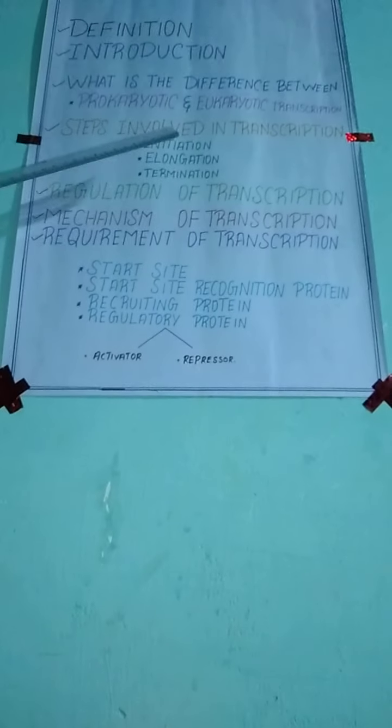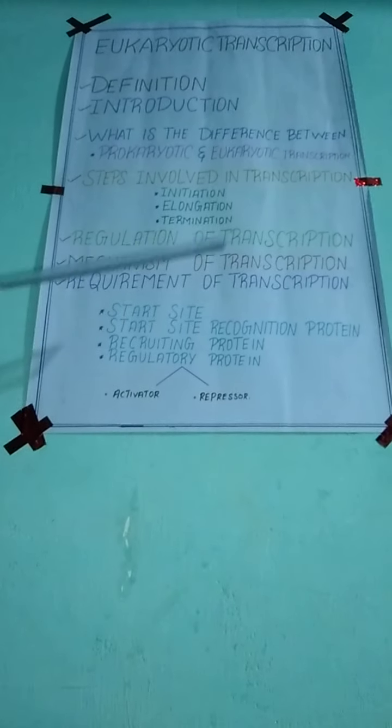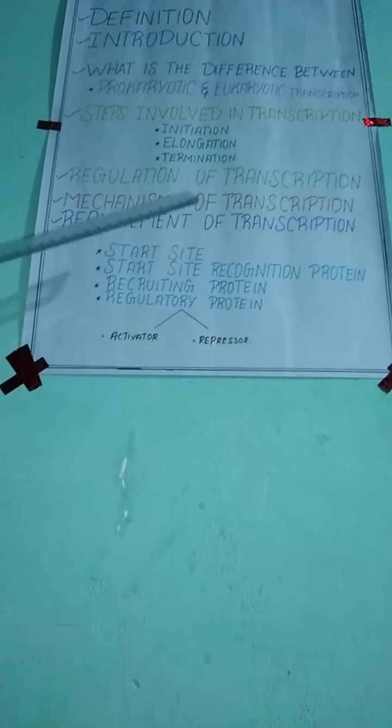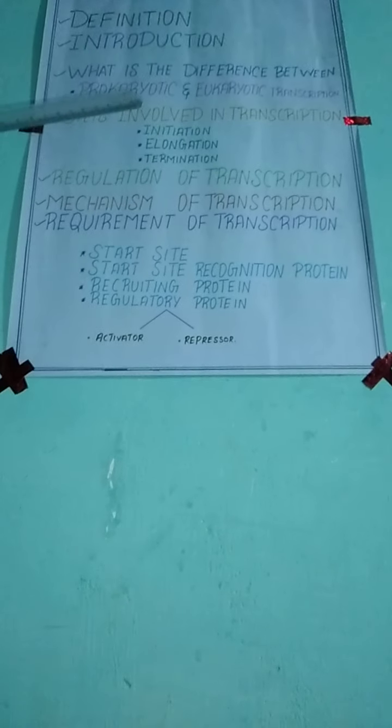For our understanding, we have divided transcription into three parts: initiation, elongation and termination. The eukaryote initiation has two parts: the mechanism of the transcription and the regulation of the transcription. So what are the requirements of the transcription? There are start site recognition proteins, recruiting proteins and regulatory proteins. So what is the start site? The start site is also known as the promoter region.